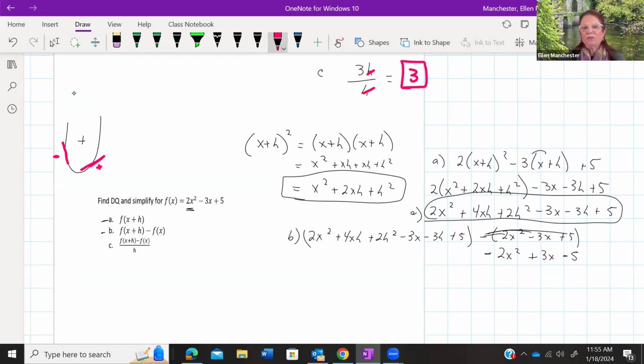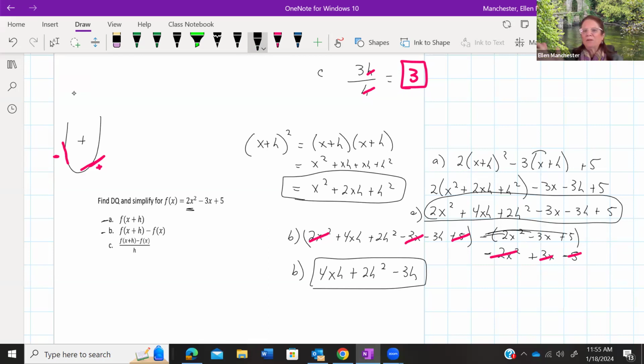So now I can cancel. My 2x squareds go away. My 3x's go away. My 5's go away. And all that's left are terms with an h in it. If you have anything else in step B, then you did something wrong. You probably didn't push that negative through everything. I can't stress this enough because I see it over and over again. Students will have like a +5 at the end, and so you missed the part that said if you have anything other than h terms, you did something wrong. So B is always h terms.